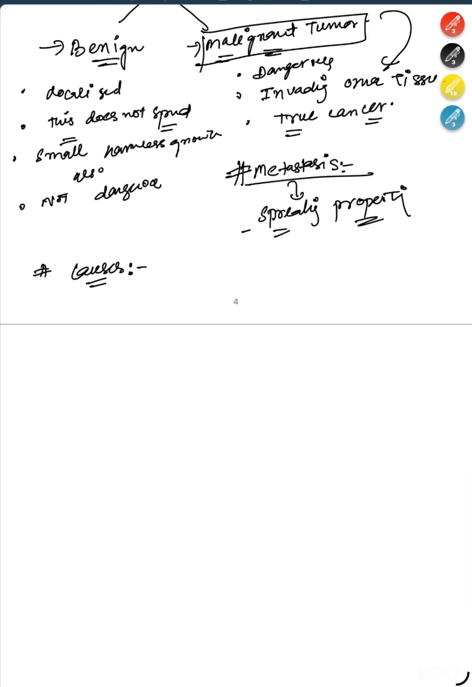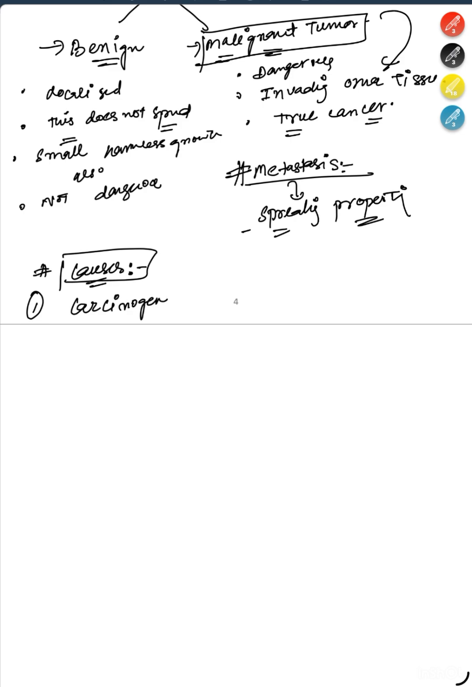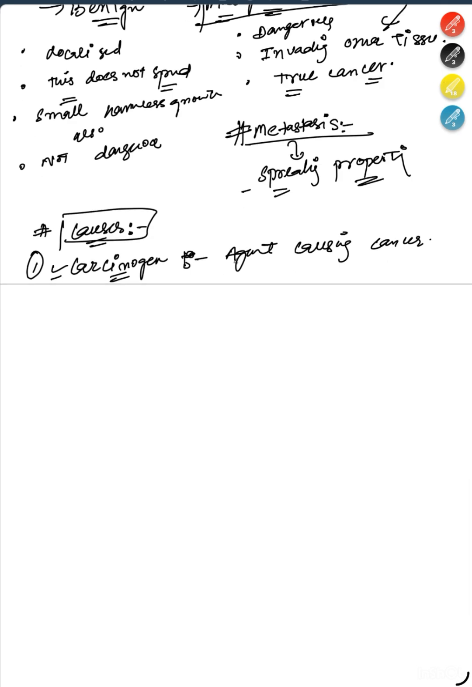When we discuss the causes of cancer, we first have to discuss the term carcinogen. A carcinogen is simply an agent causing cancer. All the agents, whether physical, chemical, or biological, which may induce or cause cancer in a cell, we call a carcinogen. This is also important with respect to NEET: often asked what the agents that cause cancer are, and you need to remember that the agent is a carcinogen. Now there are different types of carcinogens. Let's move into the types of carcinogens.